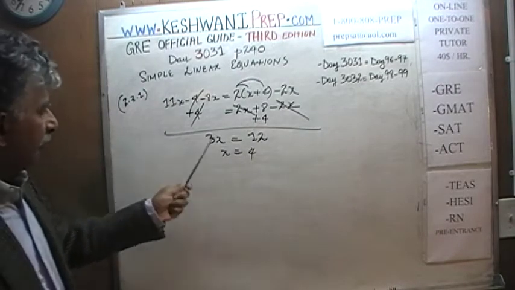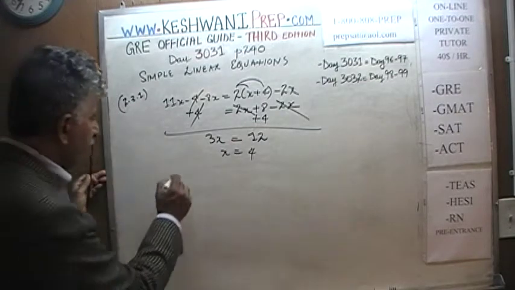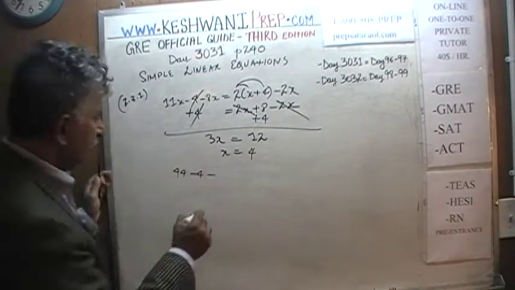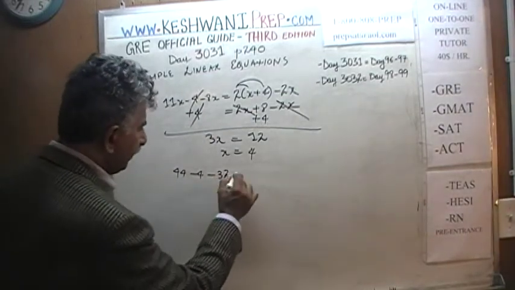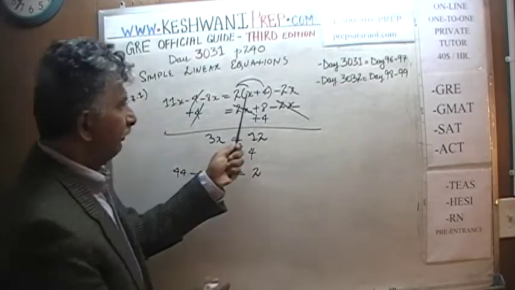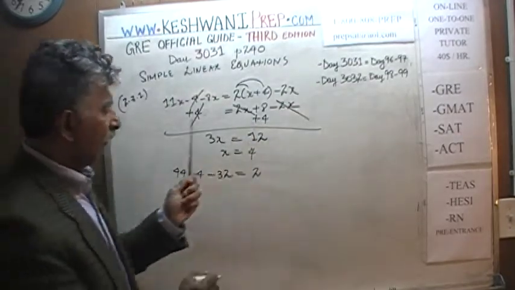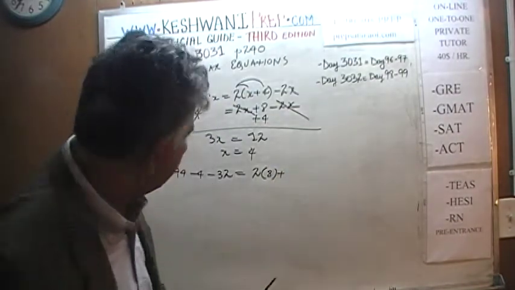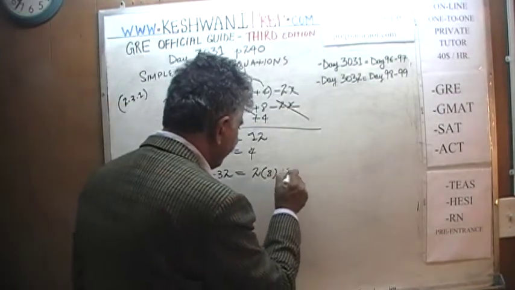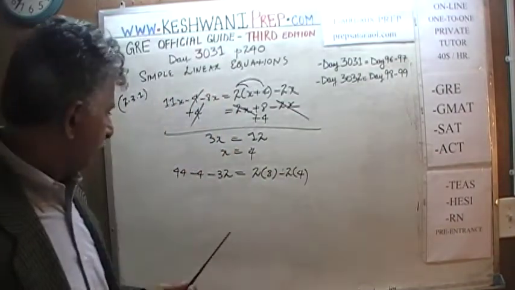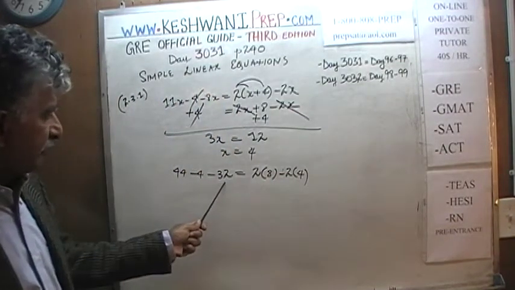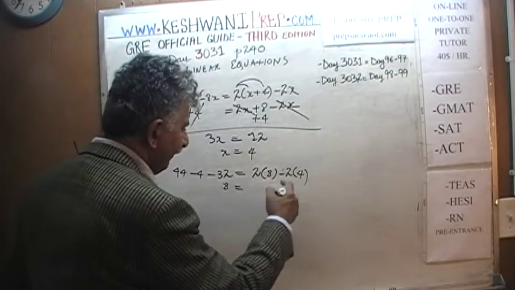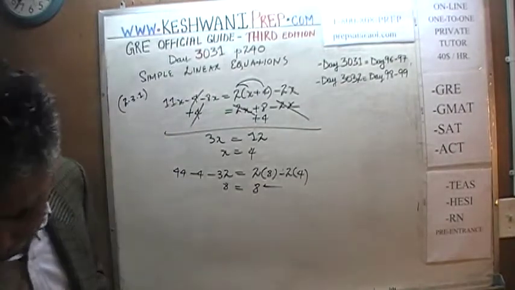If you want to verify your work, we are claiming x is 4. 11 times 4 is 44, minus 4, minus 8 times 4 is 32, and whatever this quantity is, it better equal 2 times x plus 4. x is 4 here, 4 plus 4 is 8, minus 2 times 4. Let's hope that they agree. 44 minus 4 is 40, 40 minus 32 is 8, and 2 times 8 is 16, 16 minus 8 is 8 also. It checks out.